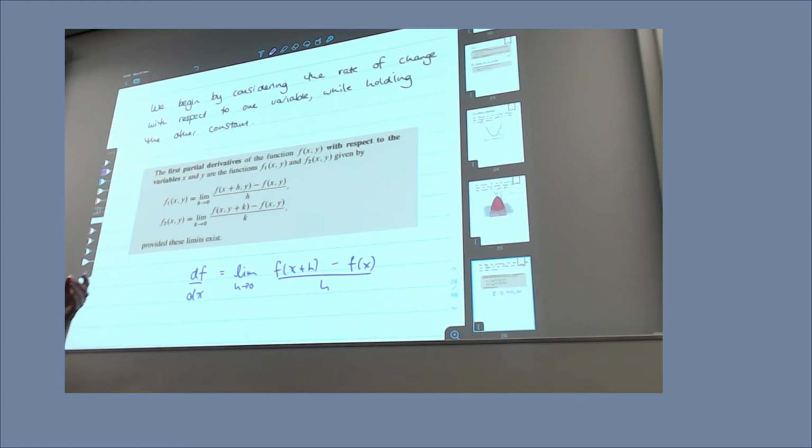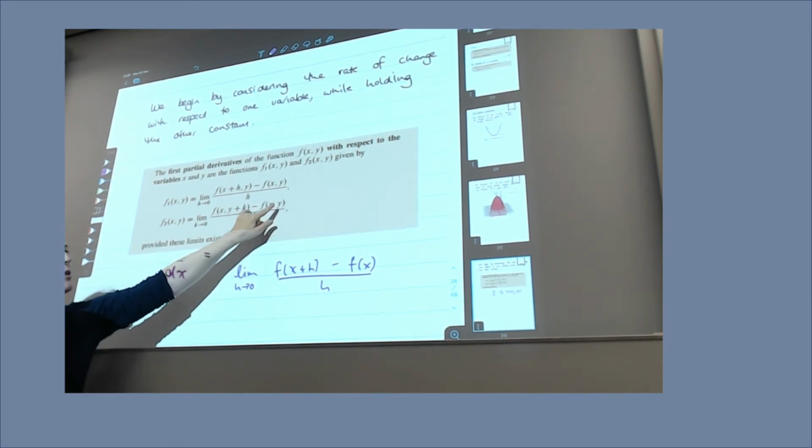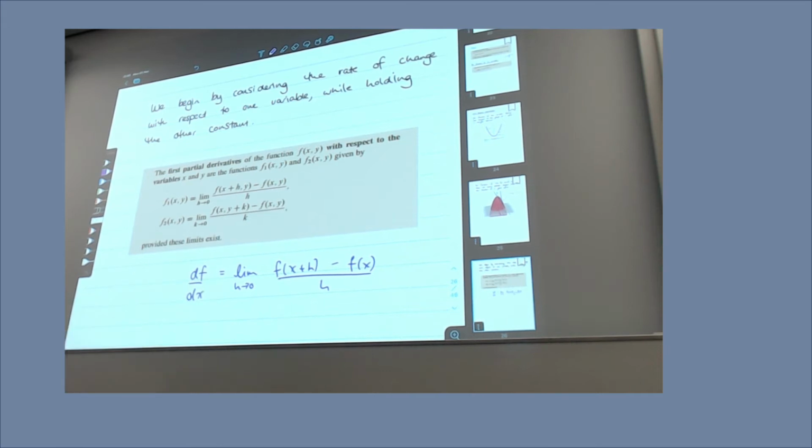And you play exactly the same game if you want to take the derivative with respect to the second variable, which here is y. So here I'm using f sub 2, and I'm using a k here, but it's doing the same thing. Now I hold x constant in both of those. You'll be happy to know you will not have to calculate things using this limit definition. It's just so that you can see where it comes from.